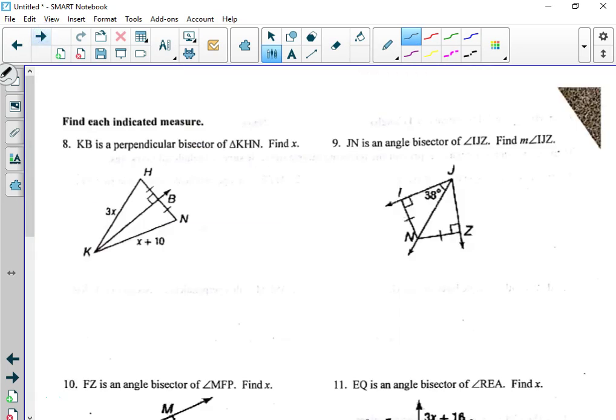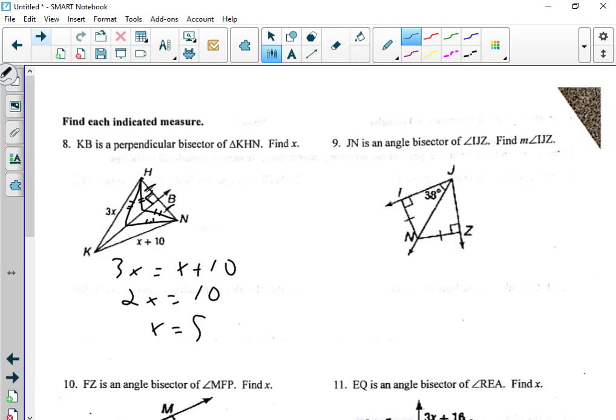Moving on. KB is a perpendicular bisector. Okay, we can see that from the right angle mark here and the hash marks here. If that's true, remember, any of these triangles, this is equal to this. This is equal to this. So therefore, 3x is equal to x plus 10. So if I subtract x, I get 2x equals 10, x equals 5, and that's all it asks for.